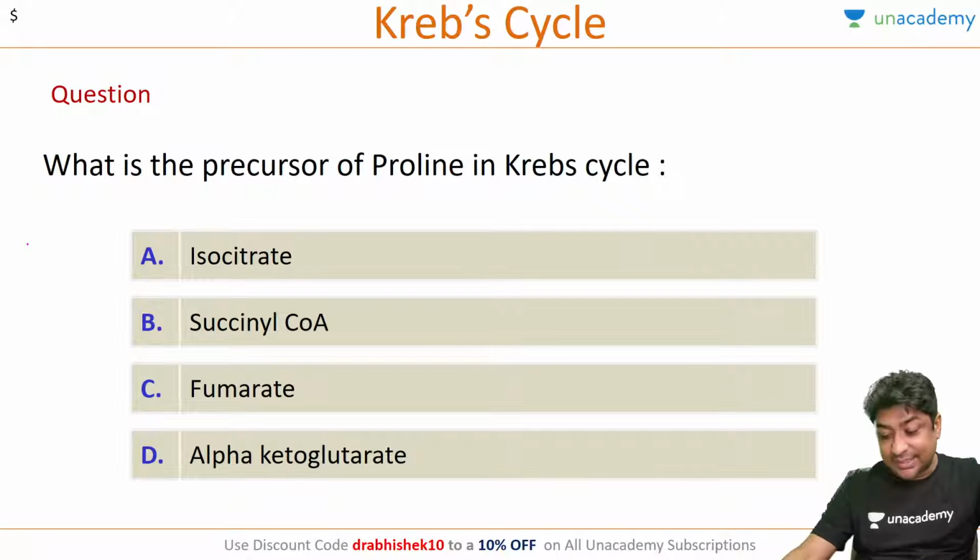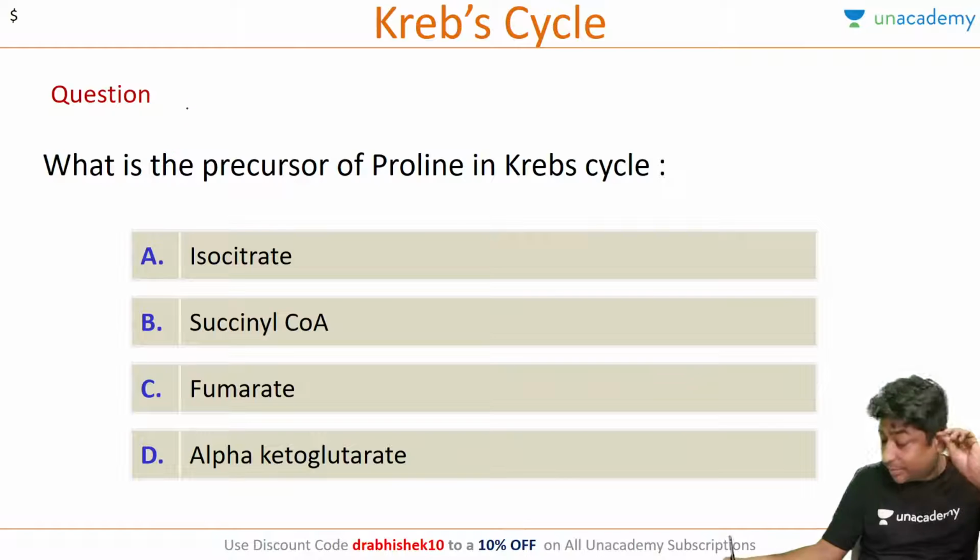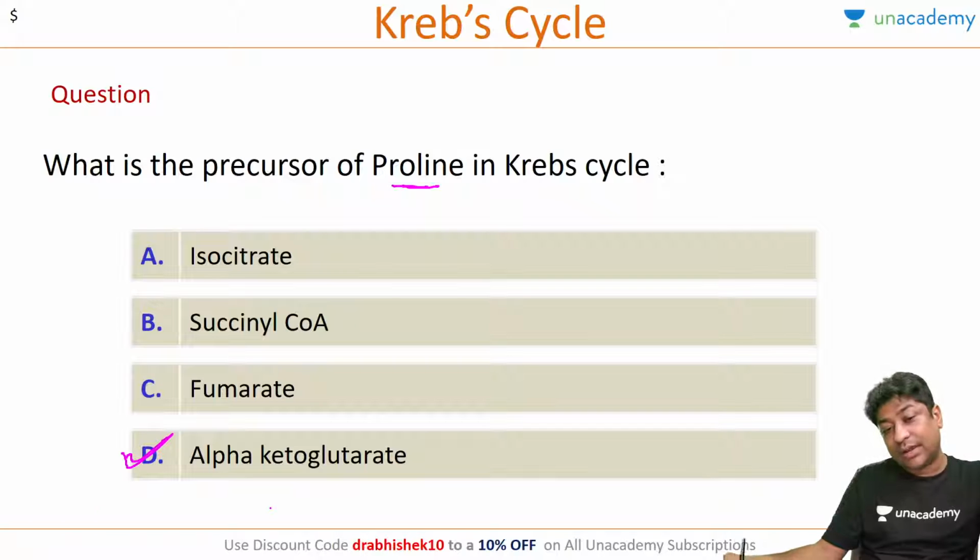So SAF says D, Med School Mnemonics says D. So both of you are correct. Remember, this is again a very important set of questions: which amino acid enters at what level? So at the alpha ketoglutarate level, proline enters.